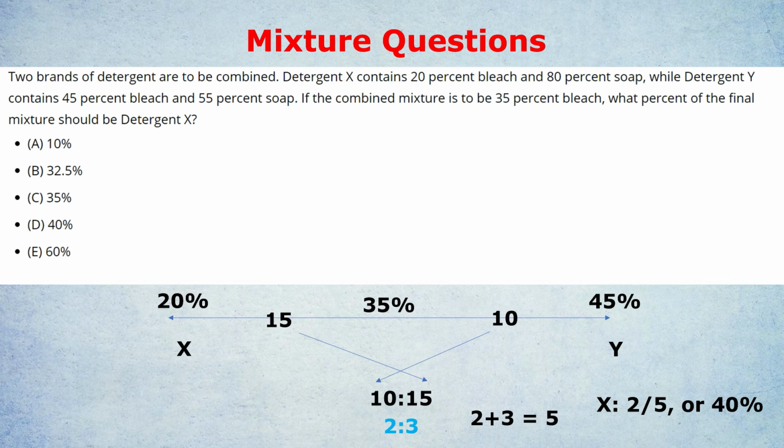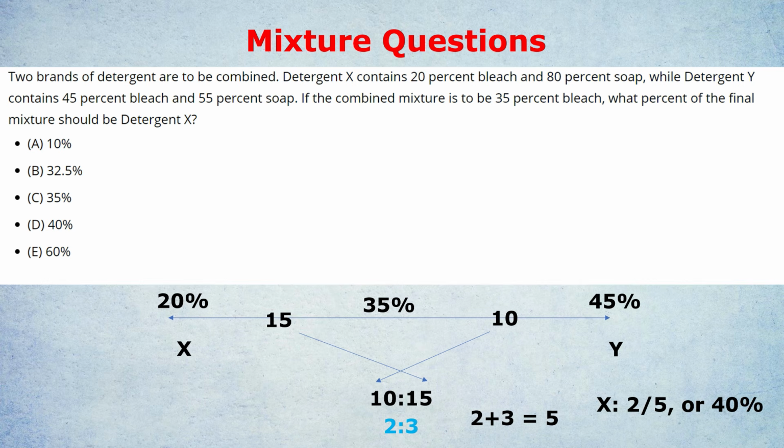It can tell you 2 divided by 5 times 100 is 40%. So 40% of the mixture, answer D, has to be detergent X, of course, meaning that 60% of the mixture is detergent Y. And that is my amazing method in a nutshell.